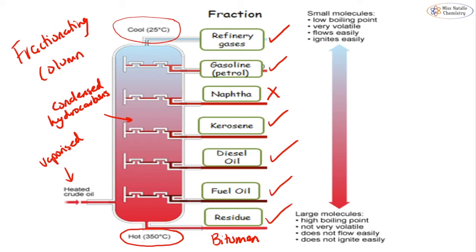So our small molecules that come out at the top of the refinery gases have a low boiling point, they're very volatile, they're going to flow particularly easily because they are gases, and they're going to catch fire very easily. The large molecules down the bottom, like in the residue, have a high boiling point, to the point where they're almost solid. They are not particularly volatile, so they don't evaporate easily. They do not flow easily, and they do not ignite easily either.